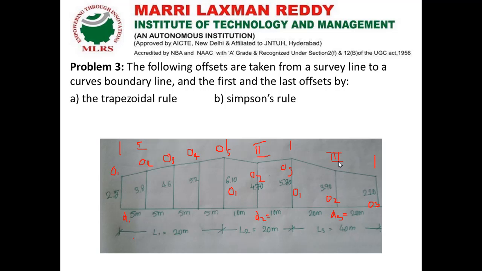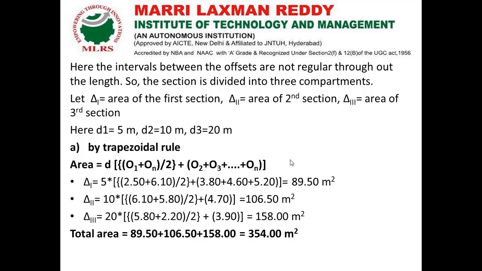Now the given irregular boundary has been divided into 3 parts by means of their base distances, d1, d2 and d3. By using that we have to calculate A1, A2 and A3. By adding these three areas I can get my total area of the field. Now we will go to the problem.